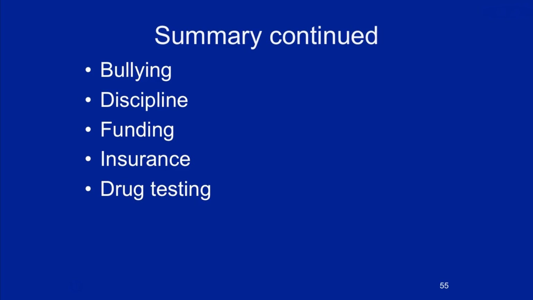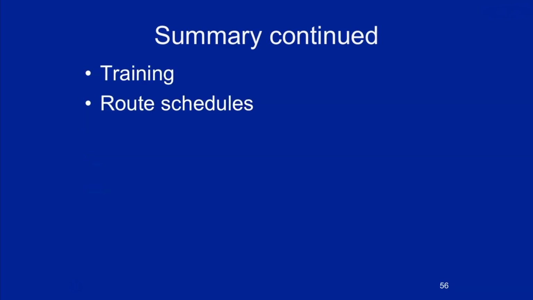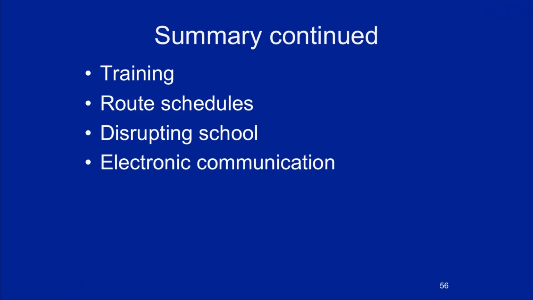Again, federal law dictates that it must be done under certain circumstances. Where the state comes in is what are we going to do in case somebody either refuses to submit to a test or if they test positive for drugs or alcohol. So that's provided in there by law. Again, the training of drivers, route scheduling, what happens to those that disrupt the operations of the school bus. And again, we've talked about electronic communication as well.